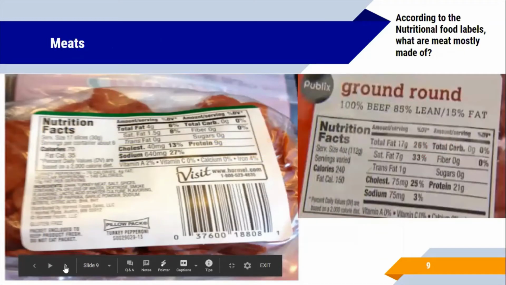All right, let's look at the meats. As for meats, pepperoni, deli sliced lunch meats, hamburger meat, steak, ribs, and more. What do you think that these are made of? You have your 2 minutes.